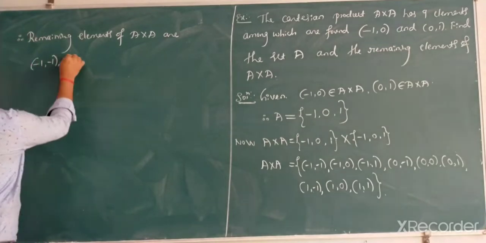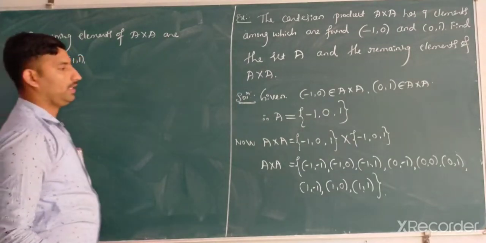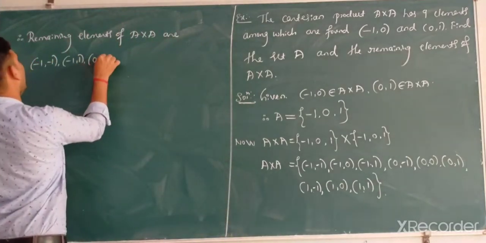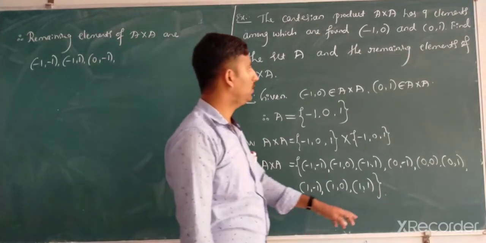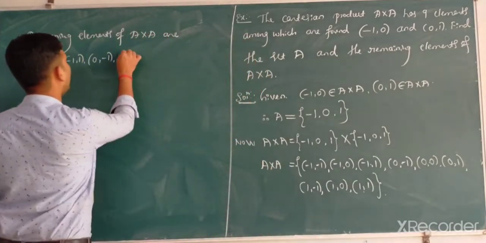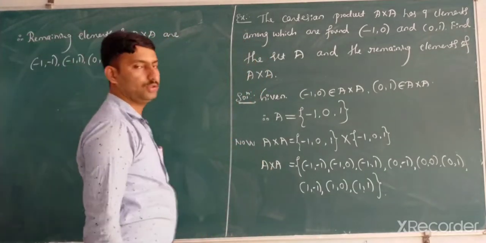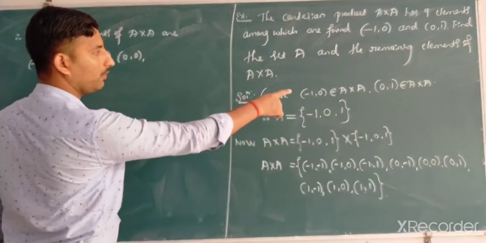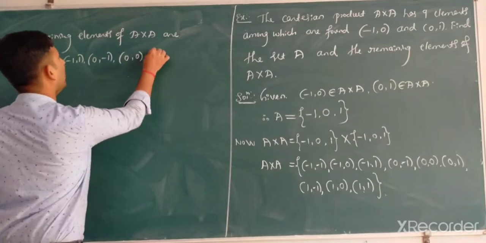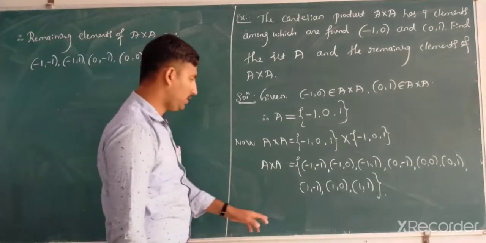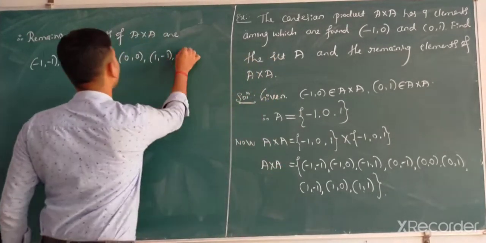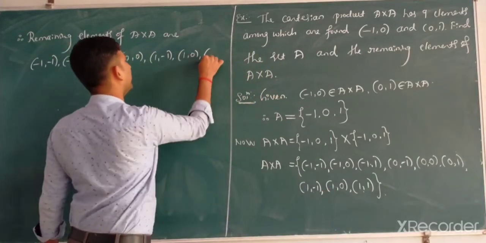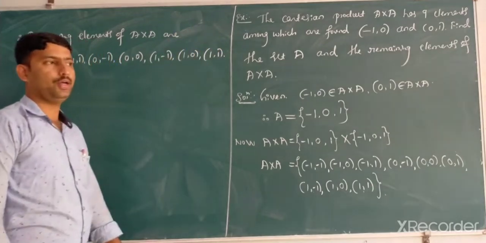-1, 1, 0, -1, 0, 0, 0, 0, 0, 1. You can't write 0, 1 because 0, 0 is an element. 1, -1, 1, 0, 1, 1. How many elements?